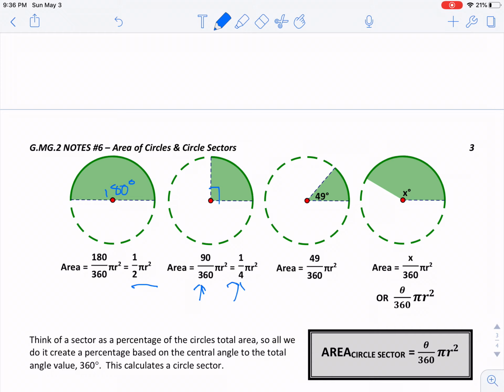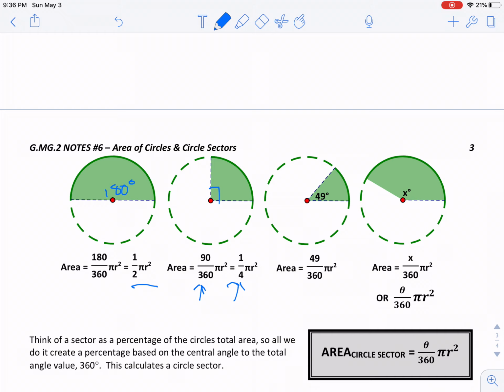Third one, we have 49. 49 over 360 doesn't reduce, so it would just be 49 over 360 times pi r squared, times whatever the area of the whole circle is. And the last one, no matter what that angle is, that angle divided by 360, multiply it by the area. So the area of a sector is just the central angle divided by 360 times pi r squared, or pi times the radius squared. They got 2 more worked out for you right here.